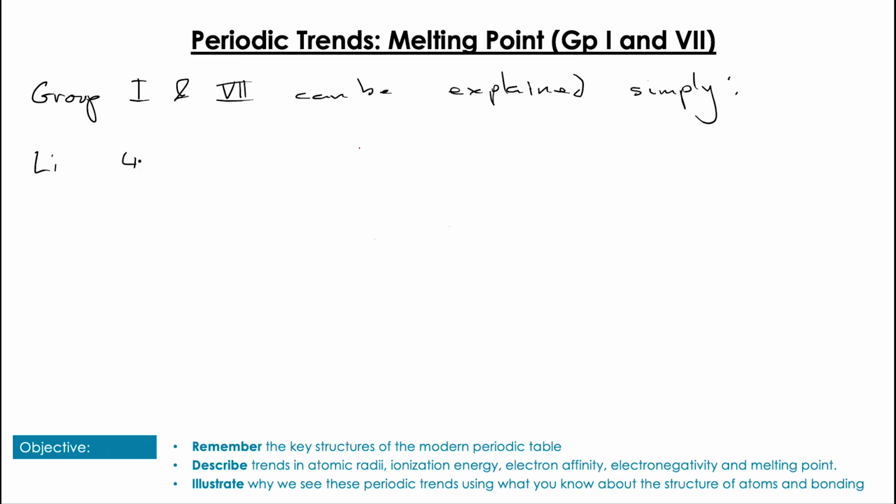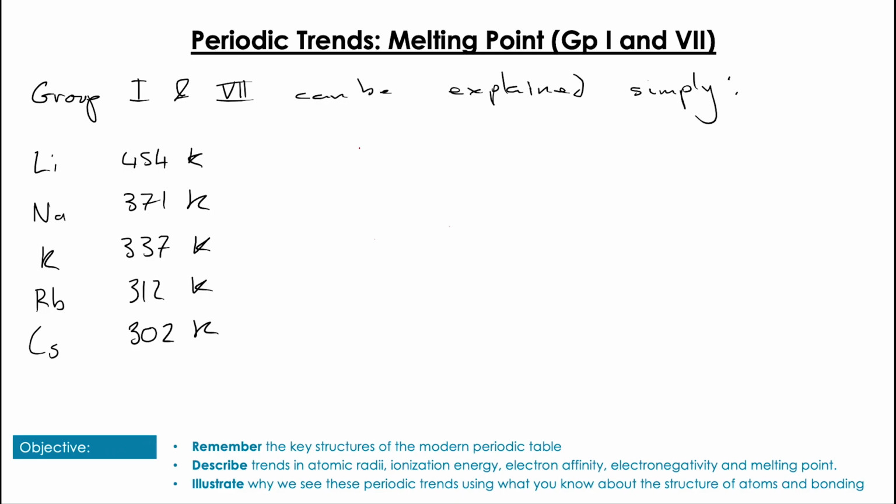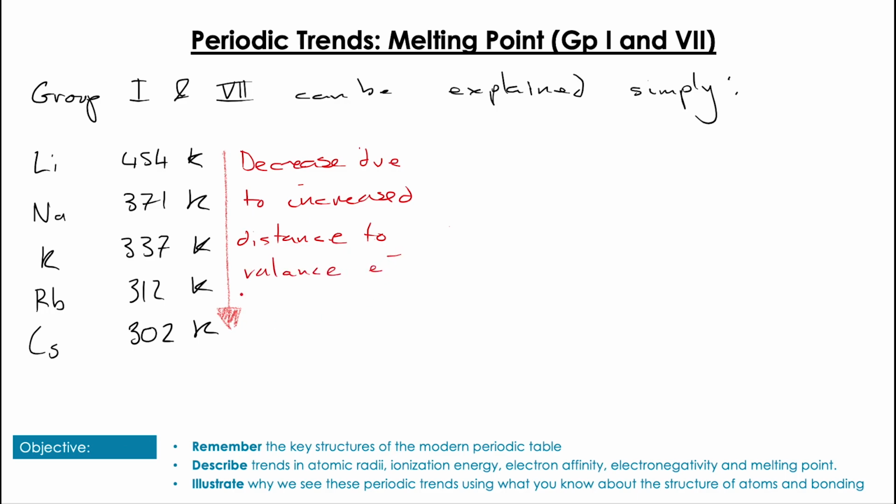So in group 1, we see that as we go down from lithium to sodium, potassium, etc., we see a steady decrease in the melting point. And the reason we see a steady decrease in melting point is because all of these nuclei get successively larger because they have a larger principal quantum number, which means the outer electrons are further away from the nucleus and less tightly held, and therefore they are able to be pulled apart easier, or less energy is required to do that, thus giving us a lower melting point.